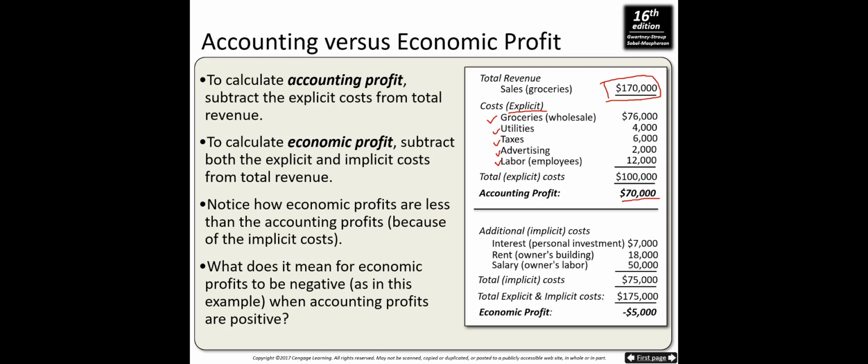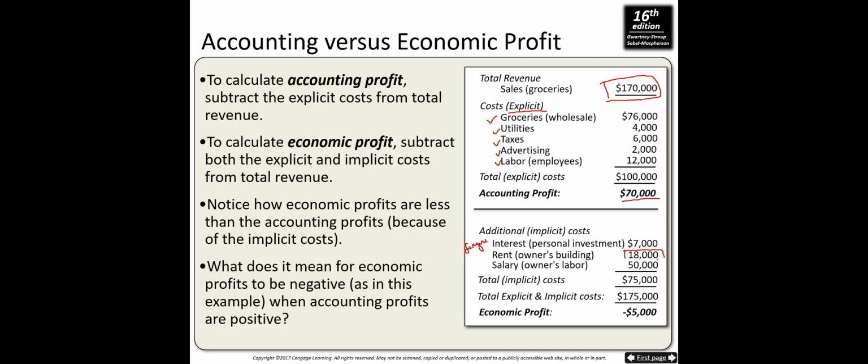To calculate economic profit, subtract both the explicit and implicit costs from total revenue. So we have already subtracted the explicit costs. We need to subtract additional costs like personal investment. You could have earned 7,000 with your personal investment in any other asset at the normal market rate of return. So that is the foregone interest, because you use the money in the business. Rent, let's say you use your own building, which could have been rented for $18,000 a year. You give up that money too.